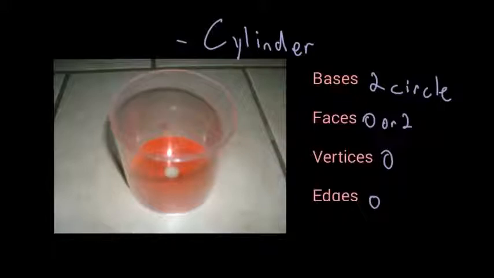So to name geometric figures, they're always named for their base. If there's 2 parallel bases, it's a prism or cylinder. If there's 1, it's a cone or pyramid. And then your lateral are always going to be your sides.